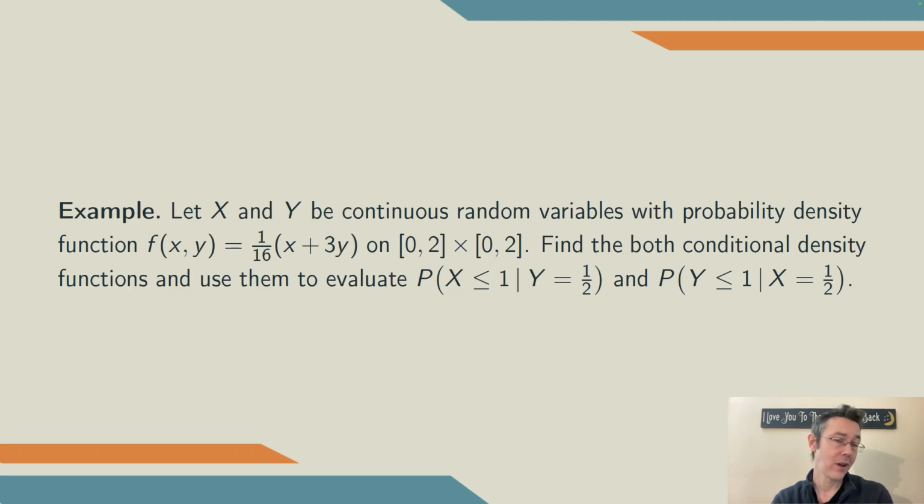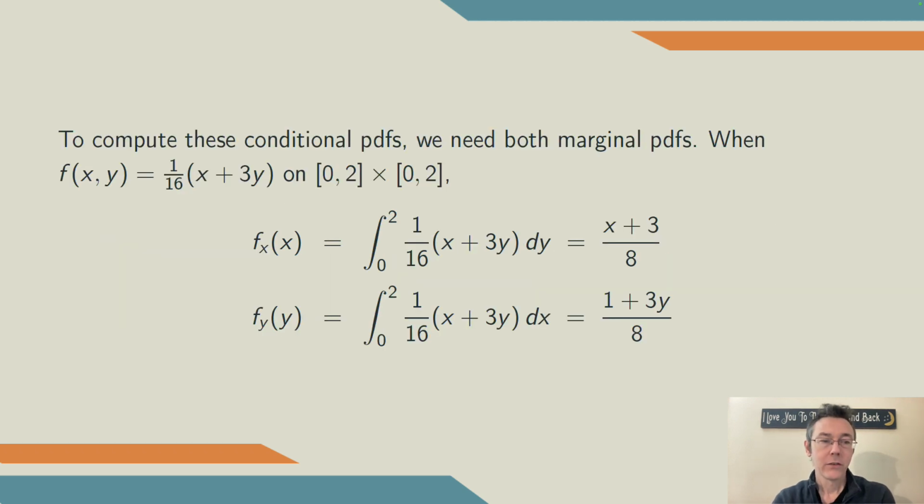So, I recommend trying this on your own, just using the definitions that we already have before seeing how I do these problems. So to compute the conditional PDFs, we're going to need the marginal PDFs, and that means just integrating out with respect to one of the variables at a time. So f sub x of x is obtained by integrating that joint PDF over the support of y. So we're integrating from y equals 0 to y equals 2. We get f sub x of x is (x plus 3) over 8. Similarly, for f sub y of y, we get (1 plus 3y) over 8.